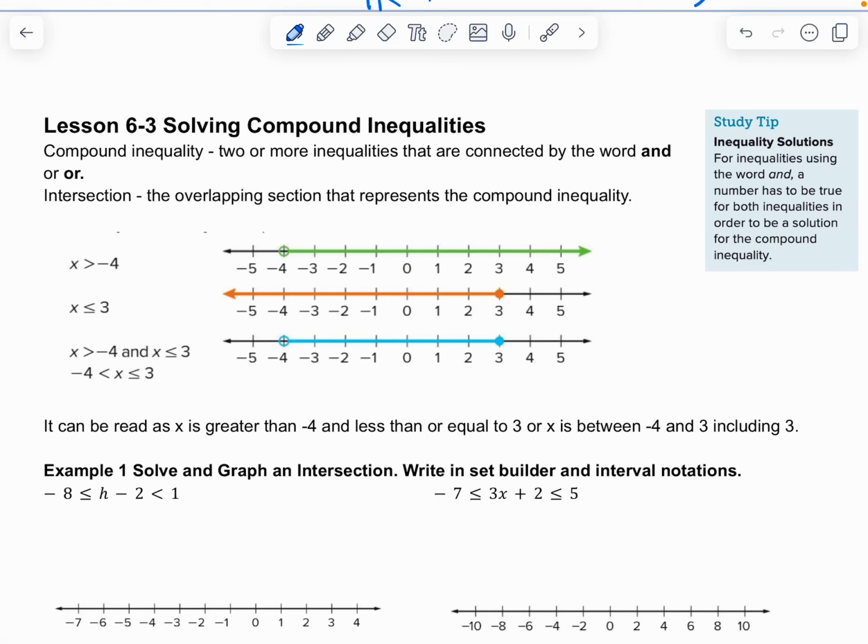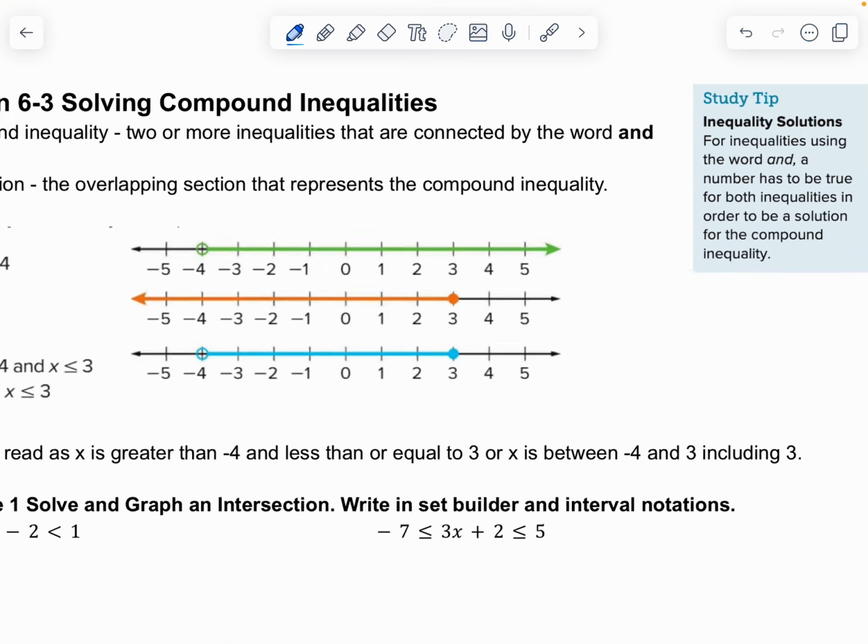Lesson 6.3, solving compound inequalities. Okay, so this is going to take a minute. Okay, let's look over here for a study tip.